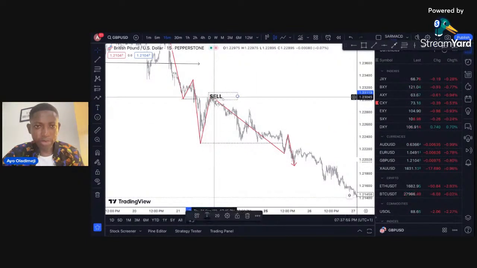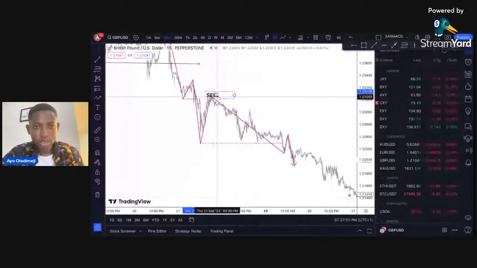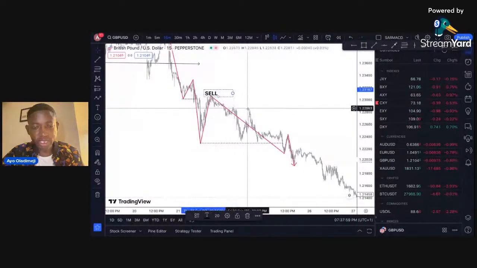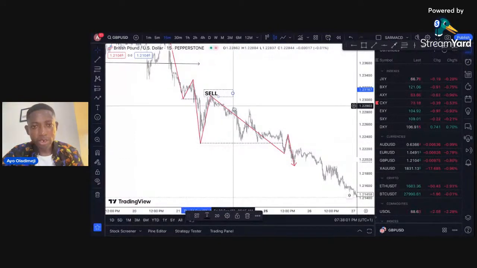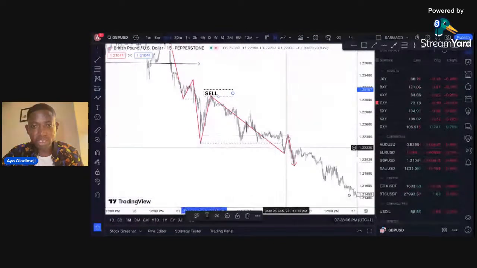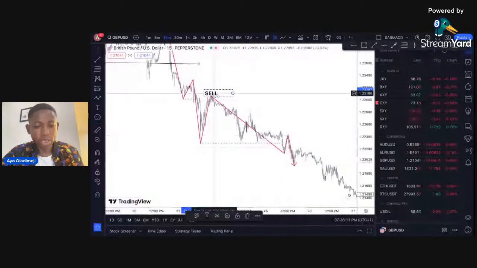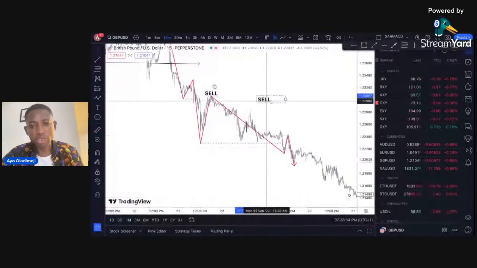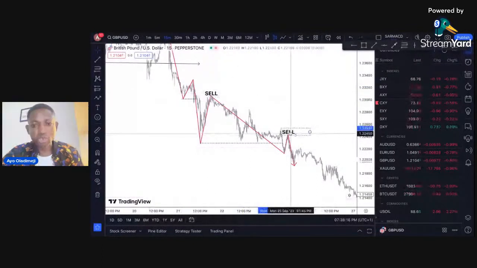Okay, this is the place to sell. We can't sell here. We can't sell here because all these highs really didn't break the previous low. This is the previous low. And by the time it broke it, that's when we have confidence that, okay, market is going to continue to sell. So this is going to be the next best place to sell.